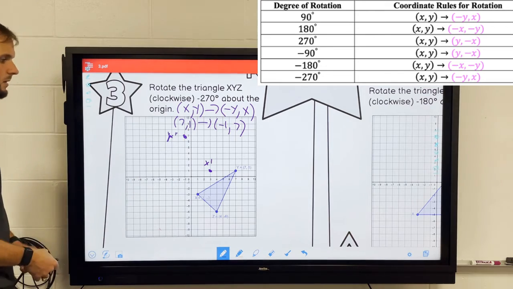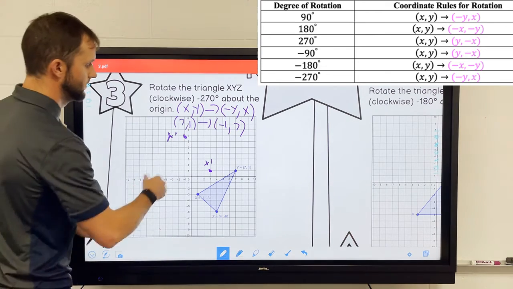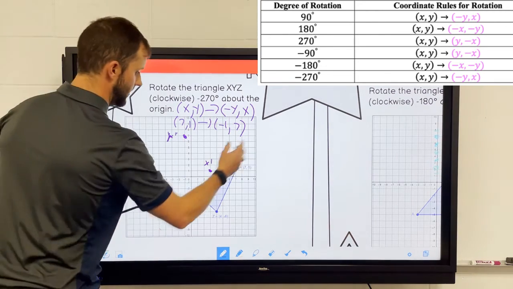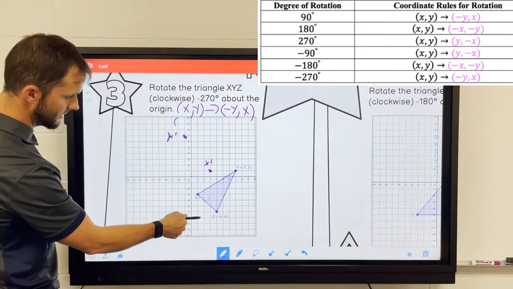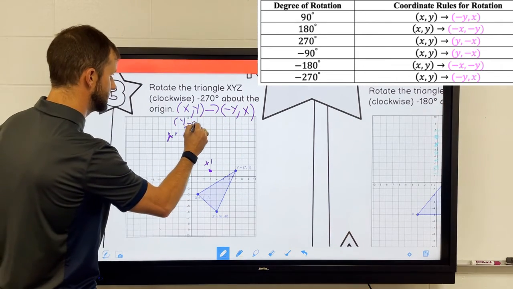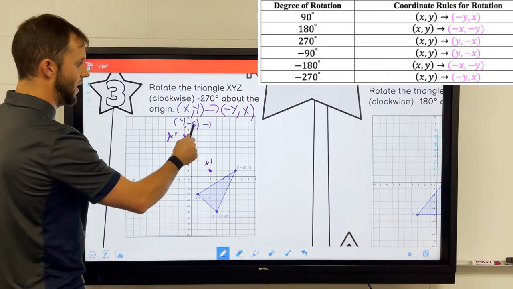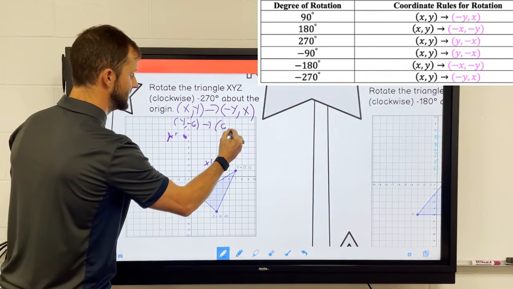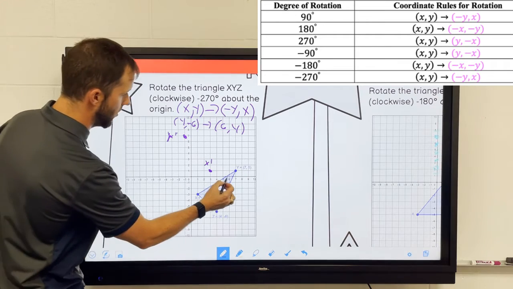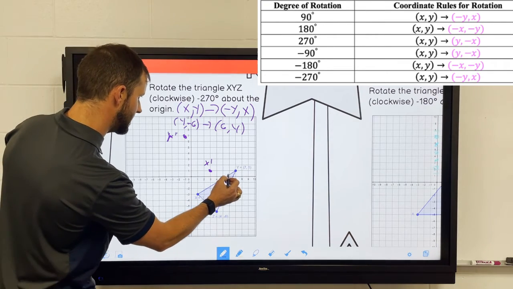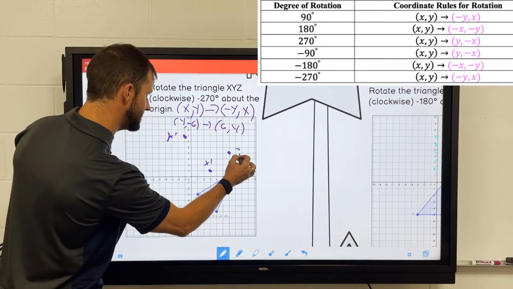Okay. And now let's do z. So z coordinate, let me go ahead and erase this. My z coordinate is sitting at 4, negative 6. So I'm taking my y coordinate, doing the opposite. So that's going to be 6, comma, and I'm keeping my x coordinate, which is 6, 4. So I'm going to go over 6, and it looks like I'm going to go up 4, which is right here. This is z prime.